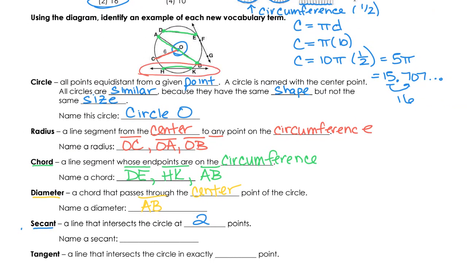That is a line, and it intersects at H and at K. So if we're just talking about line segment HK, that's a chord. But if we're talking about the full line, then that's a secant. And so our secant would be HK, but because it's a line, we have to go back and put our line symbol over it. Okay.